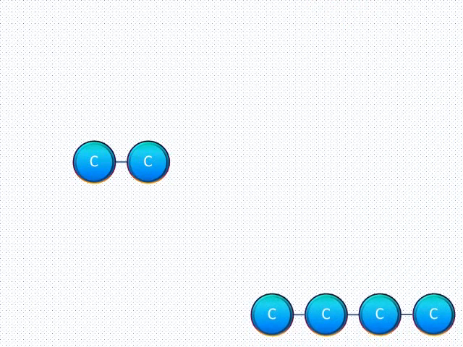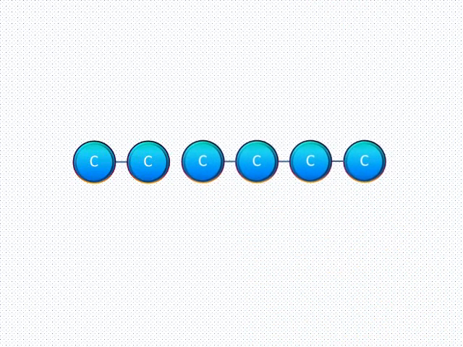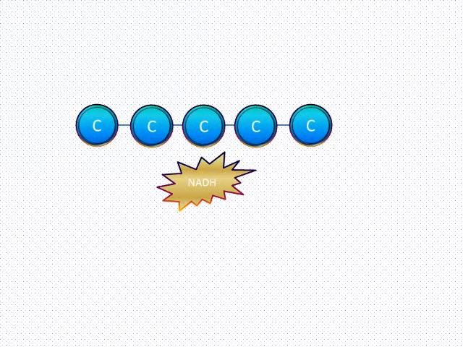The acetyl-CoA then enters the Krebs cycle, attaching to an oxaloacetate forming citrate. The citrate then loses a carbon atom, which forms carbon dioxide and creates NADH. This is repeated once more.